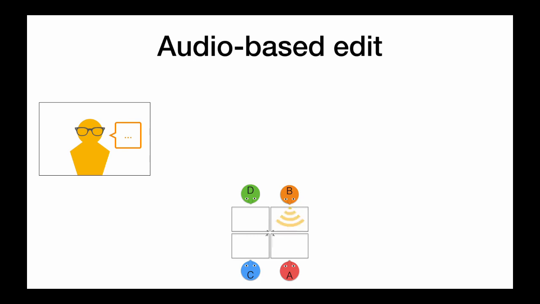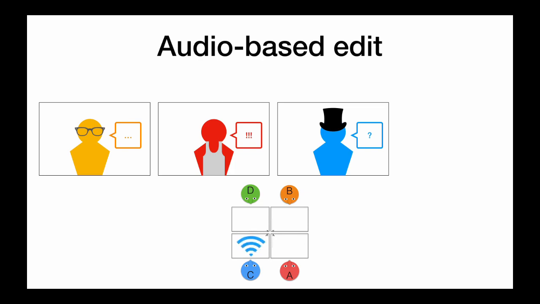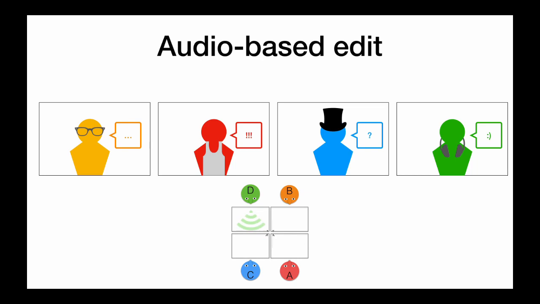The first editing method we developed is audio-based editing. As the name implies, this method selects the camera stream showing the participant whose microphone is emitting the most sound. It is the most common method of current commercial video conferencing software. We use the audio-based edit as the baseline for comparing automated editing methods. Here's an example of an audio-based edit.